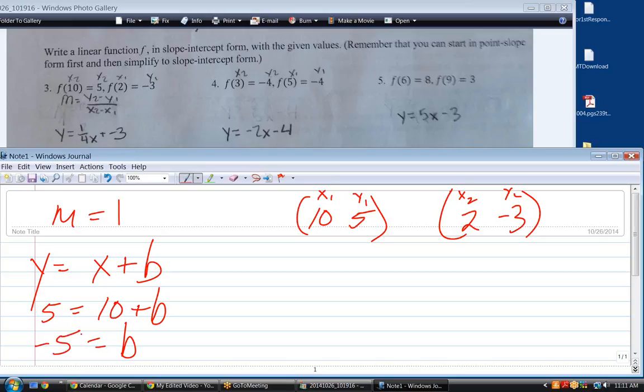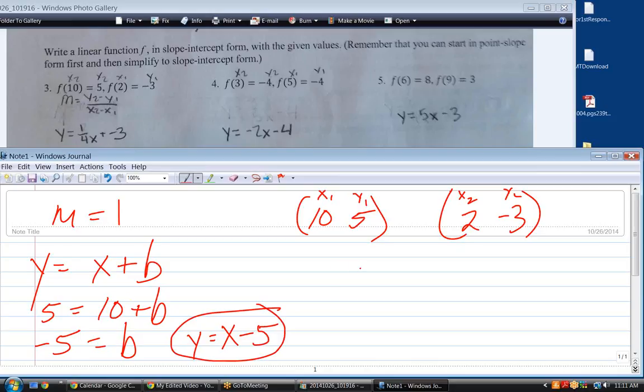So that equation becomes what? y equals 1x minus 5. Okay, so that's the answer. That wasn't too hard to come up with that way. You just have to remember you have to solve for b.